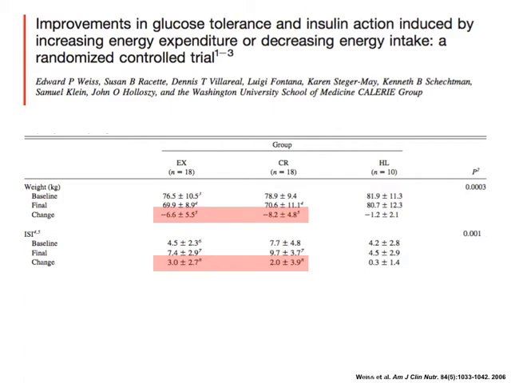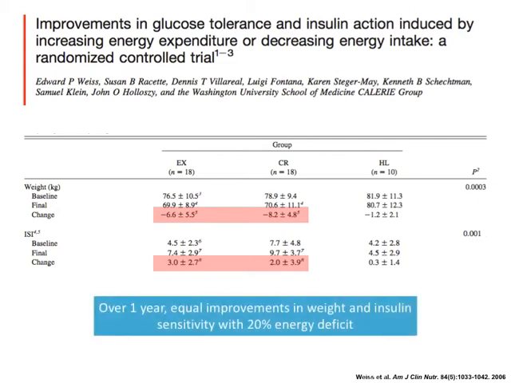The difference, if you're wondering, there seems to be a difference in weight here. The exercise group tended to have a better preservation of lean mass, one more kilogram of lean mass, which would equalize those two numbers if you accounted for it. So over the course of a year, equal improvements in weight change and insulin sensitivity with a modest 20% per day energy deficit.